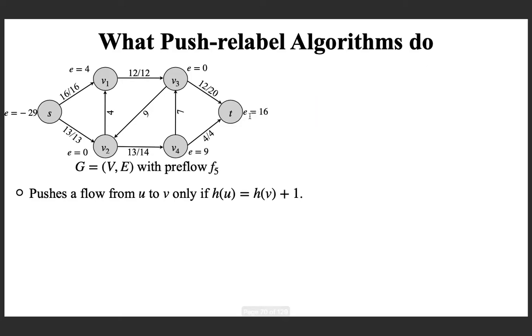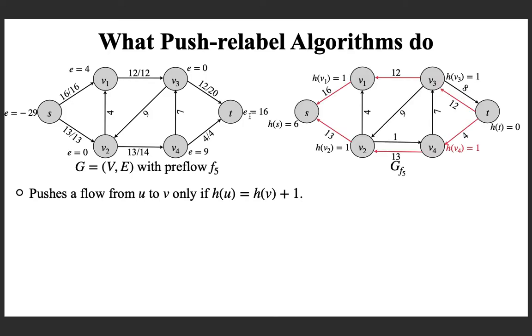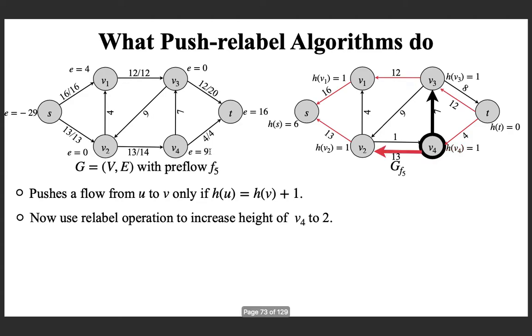Now look at this preflow F5, obtain the corresponding residual network. Select an intermediate vertex having excess flow of value 9. Look at its neighboring vertices V3 and V2. V2 has height 1 and V3 has height 1. So both have height 1, so the minimum is 1. So make the height of V4 2, which is 1 more than the neighboring vertex height. So you are getting the height of V4 as 2.